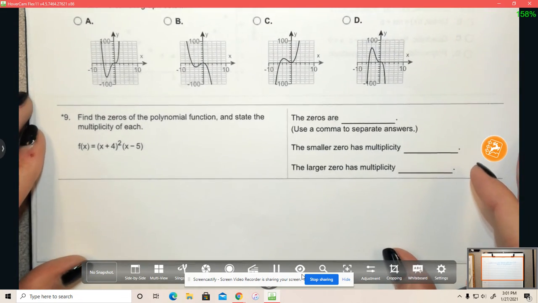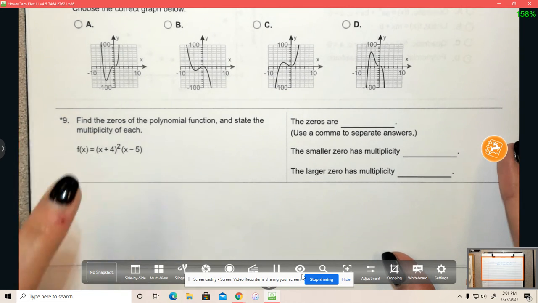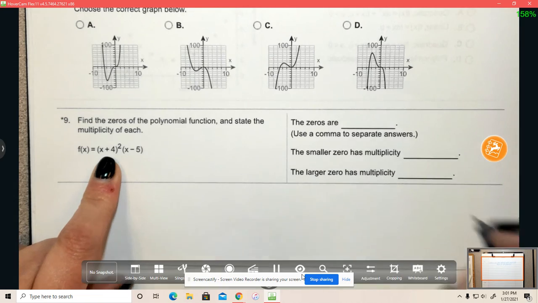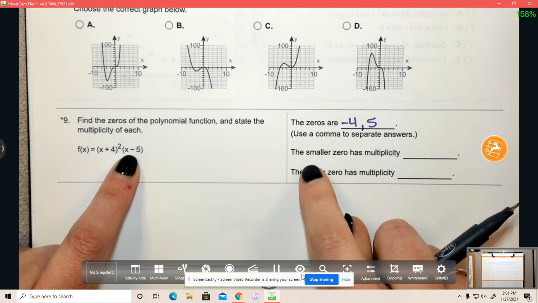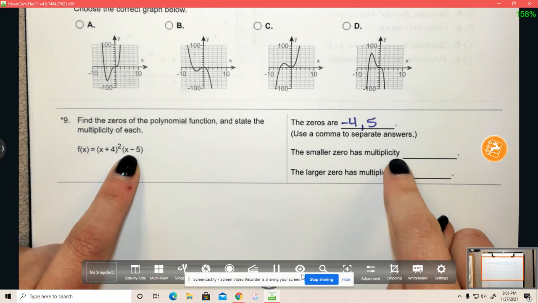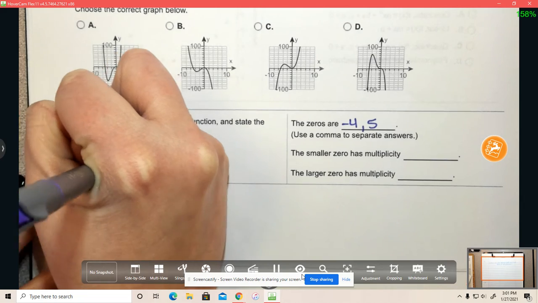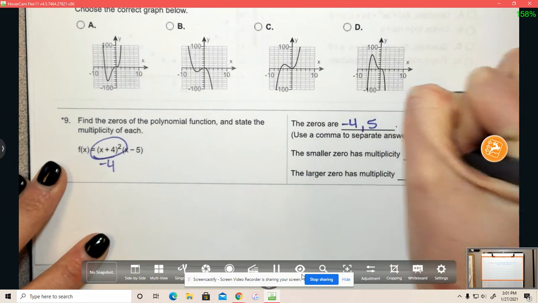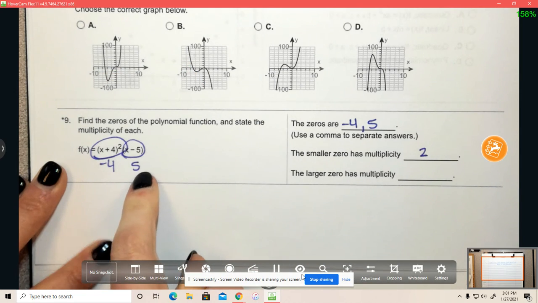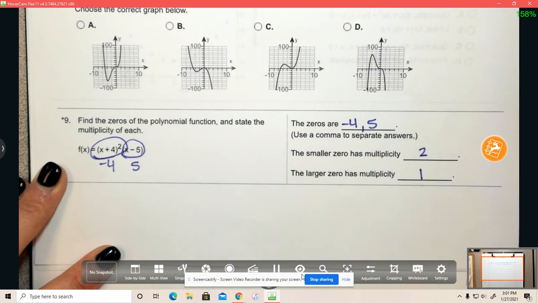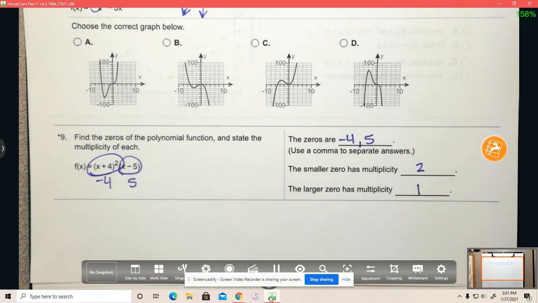Okay, now number 9 is a little bit different. It says find the zeros of the polynomial function and state the multiplicity of each. So first we find the zeros. The opposite of this is -4. The opposite of this one is 5. The smaller 0 has a multiplicity of what? This gives me the smallest 0 because it's -4, and its multiplicity is 2. This gives me the 0 of 5, so that's the larger, and it has a multiplicity of 1. So this one's repeated twice. This one is repeated once.